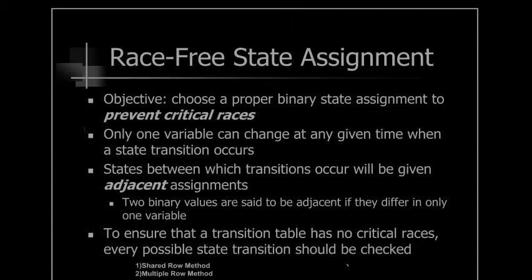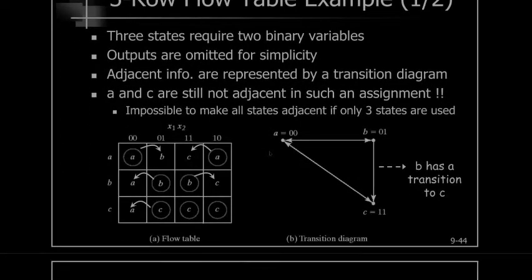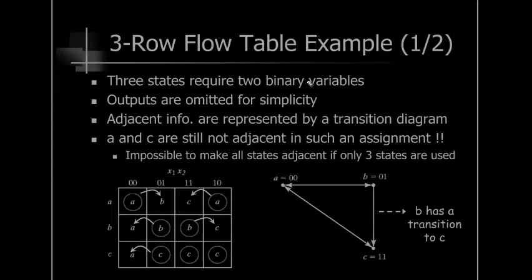Let's quickly take an example. So we have a 3-row flow table. So it requires at least two binary variables. So the first step is to obtain the transition diagram. So I mark all these states and then I denote all the transitions using arrows. So say the circuit is in the stable state A, there's a transition from A to B and A to C. So I denote these transitions using arrows. And similarly, by doing this for all these transitions, I obtain the transition diagram.